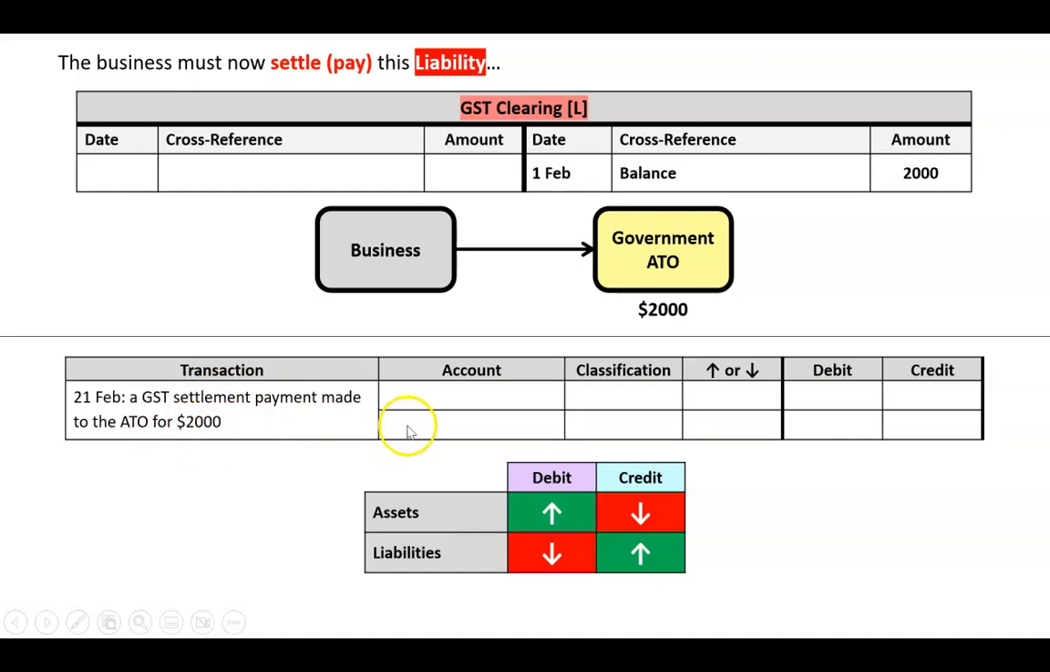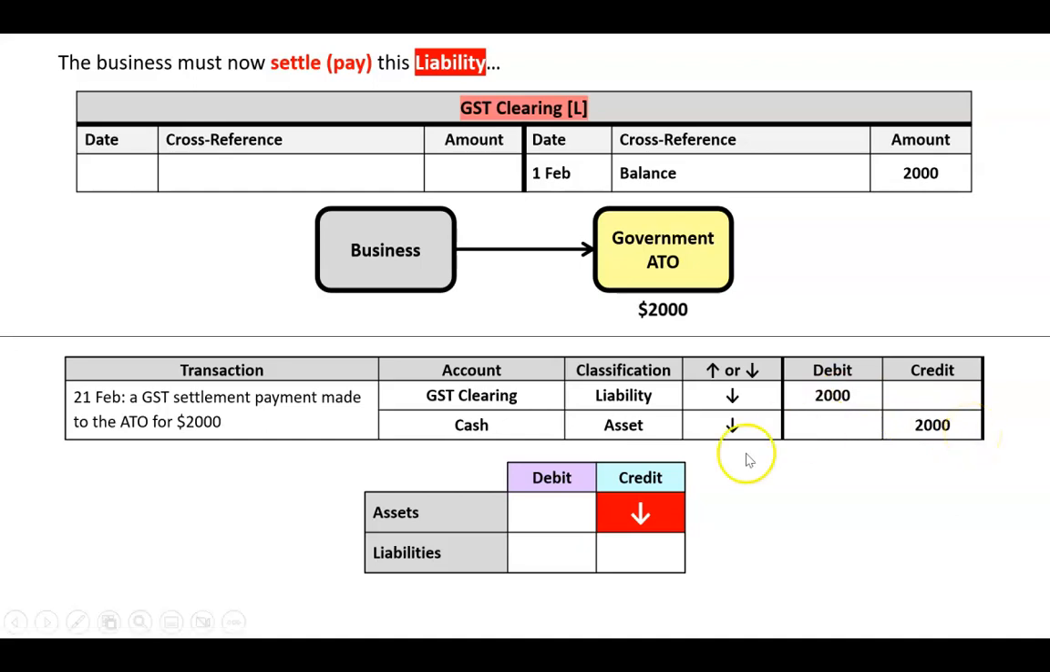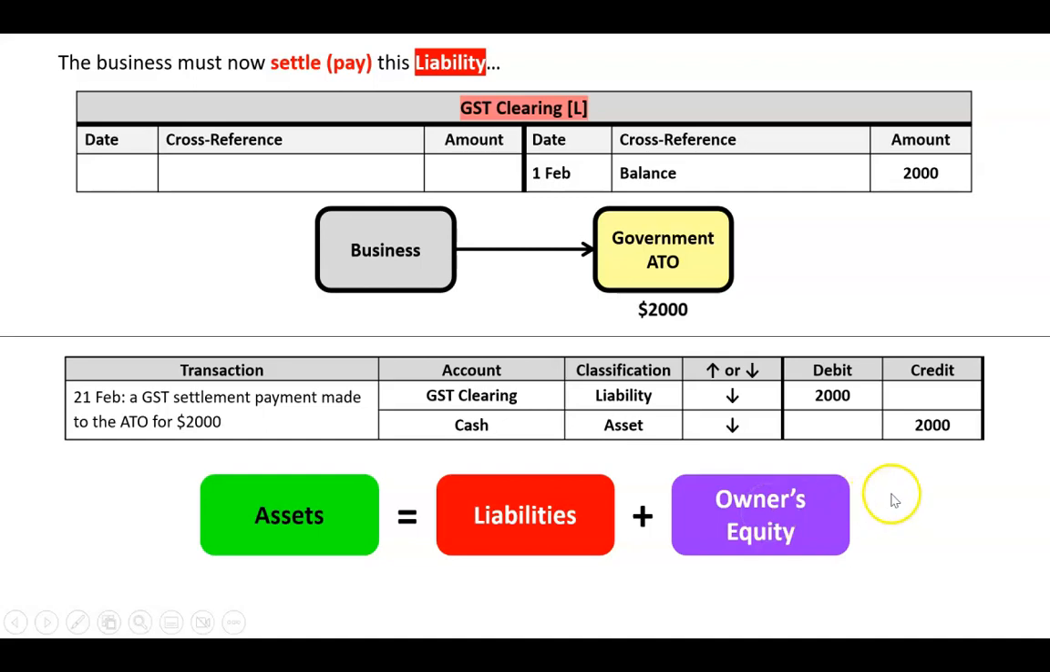Now, the first thing that's going to happen is our GST clearing, which is a liability in this case. It is $2,000, but when we pay it, that liability goes down. So when a liability goes down, that would be a debit. How are we paying this? We're paying it with cash. Cash is an asset, and because we're paying cash, cash is going down. The rules of debits and credits say when an asset goes down, that would be a credit, and our debits match our credits. So just before we put it in the ledger, we should always check that this sort of makes sense in terms of the accounting equation.